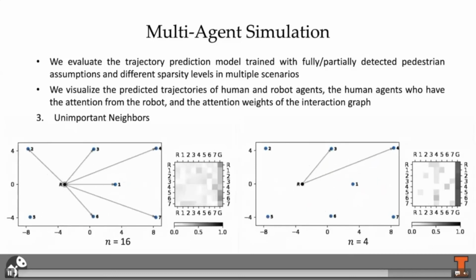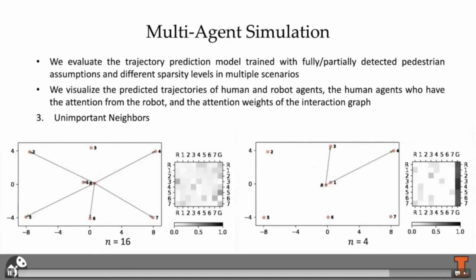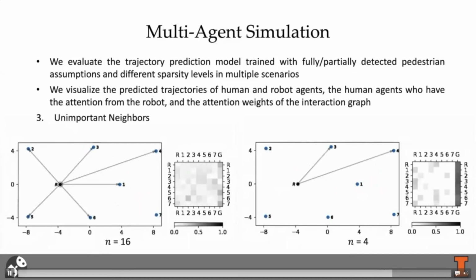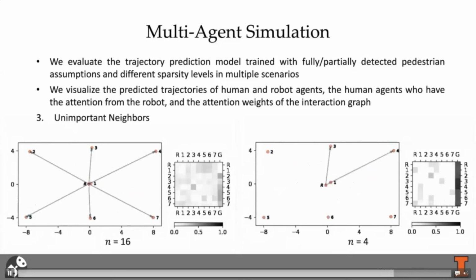In the last scene, we can see that by imposing a sparser configuration with a smaller n, the robot motion will not be affected by unimportant randomly moving neighbors.